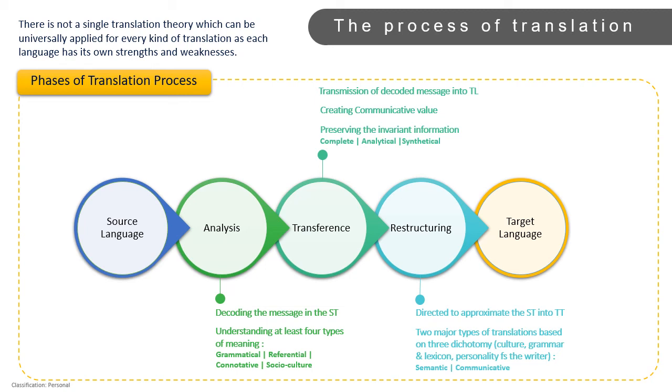The last phase is restructuring, wherein approximation can happen from the source text into the target text to make it most suitable for the end user.